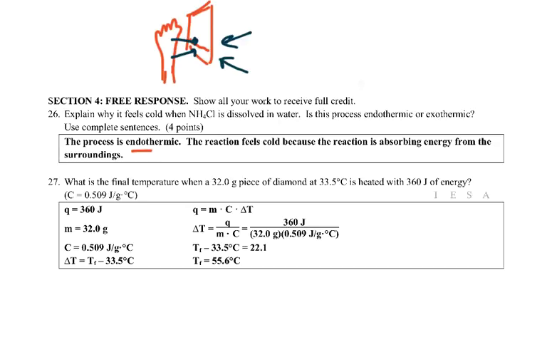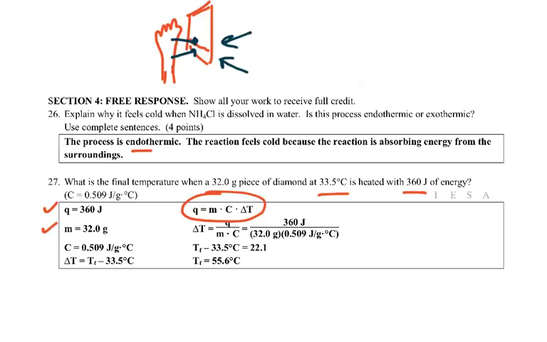27. What is the final temperature when a 32 gram piece of diamond at 33.5 degrees is heated with 360 joules of energy? Okay, when we're doing temperature changes, when we're heating up the stuff, it's the Q equals mc delta T equation, so that's our equation. So let's go back and get our numbers. Q, it gives in the problem, is 360 joules.